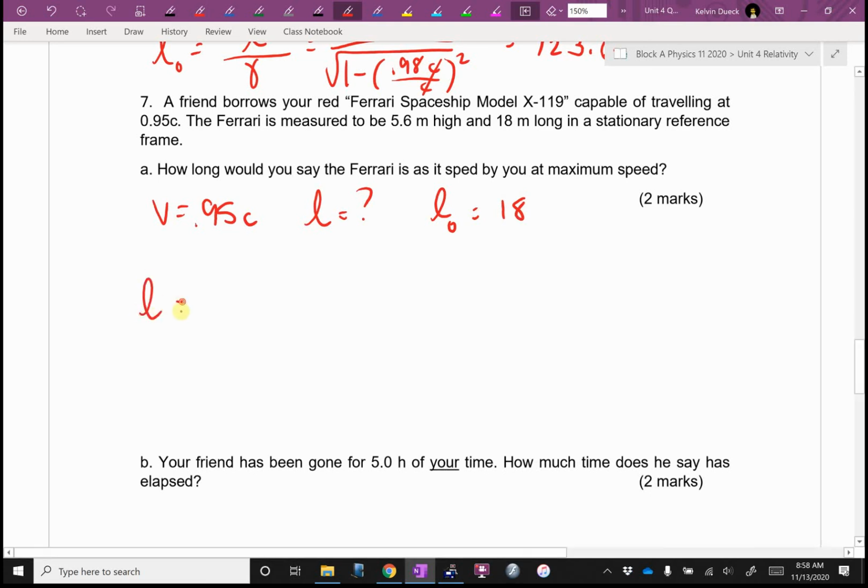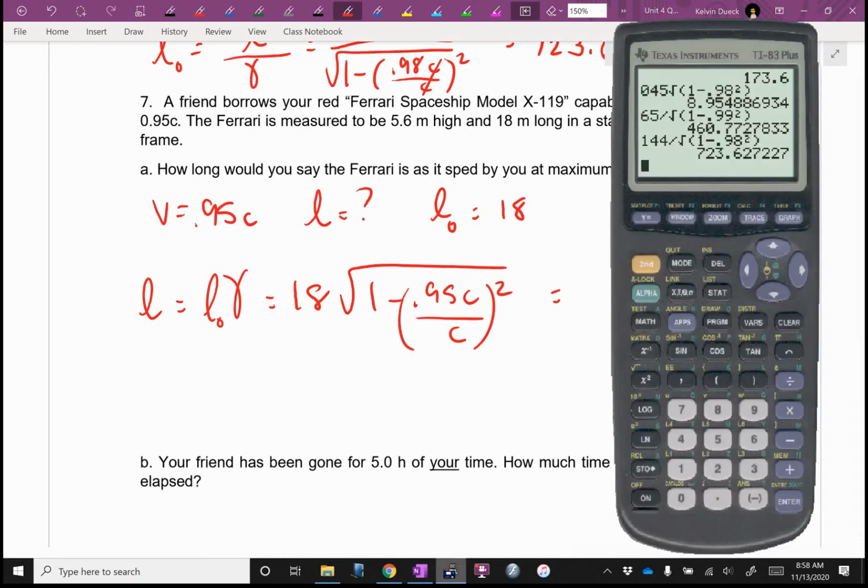L is going to be L0 times that. It's going to be 18 times the square root of 1 minus 0.95 C over C all squared. 18 times the square root of 1 minus 0.95 squared. Oh, wrong button. Do you get 5.62?